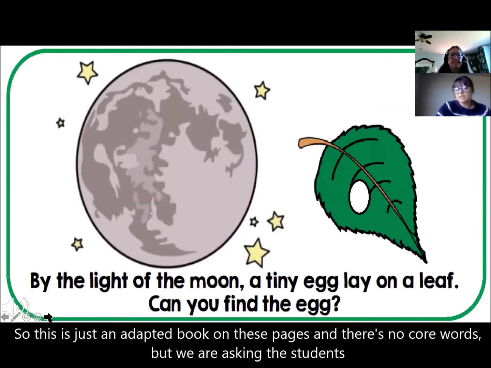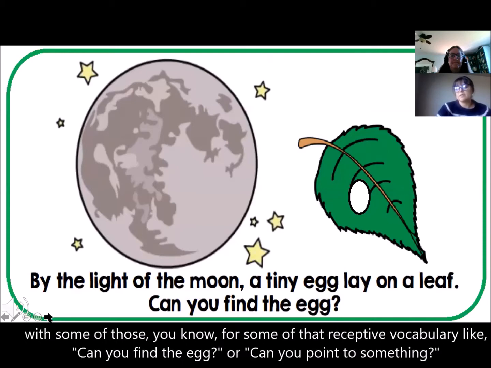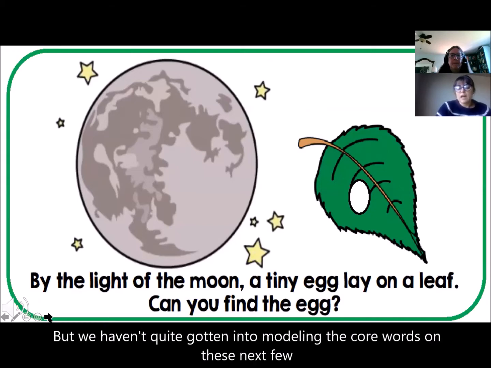So this is just an adapted book. These pages, there's no core words, but we are asking the students for some of that receptive vocabulary, like can you find the egg or can you point to something? But we haven't quite gotten into modeling the core words on these next few slides.